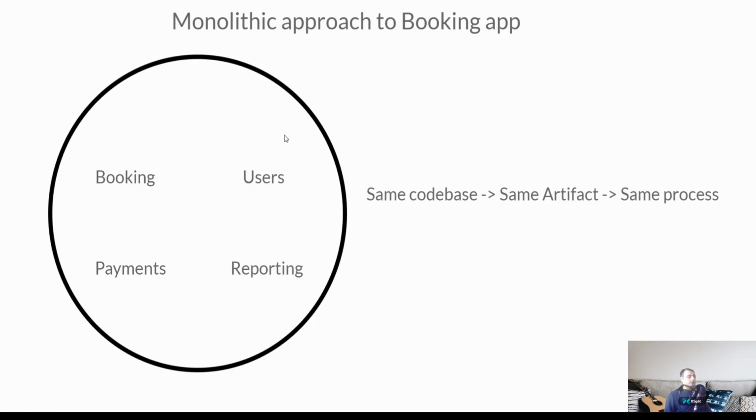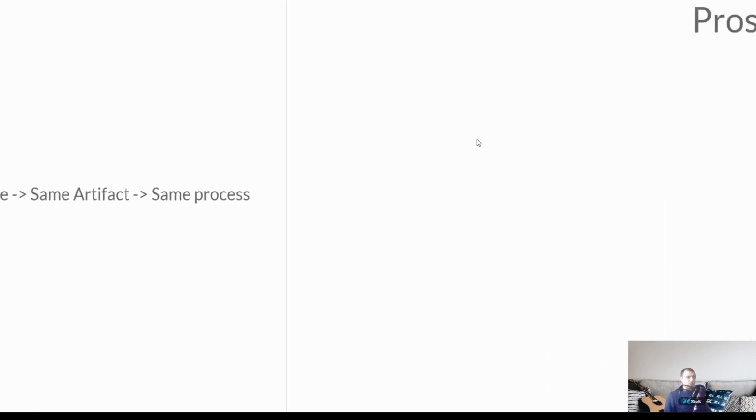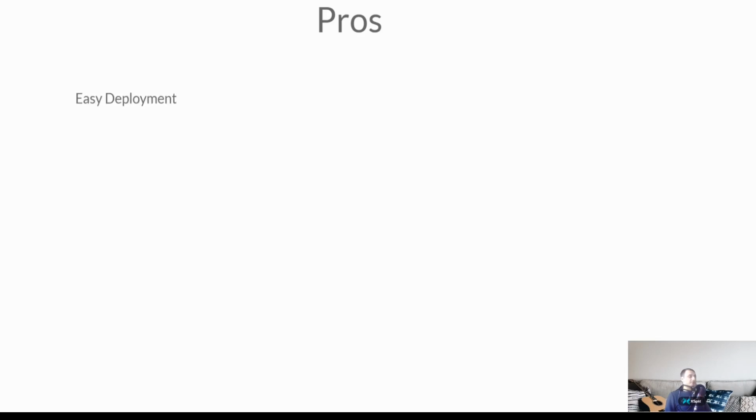So in monolith, I'm sure that you have had some experience with it. We have one application. We have all these functionalities together. We have the same artifact, which will result in the same process. So at the end of the day, we will have the same operating system process that contains all these four functionalities, right? And people have been using this for decades, and it should have some benefits, because otherwise why would people use it for decades.